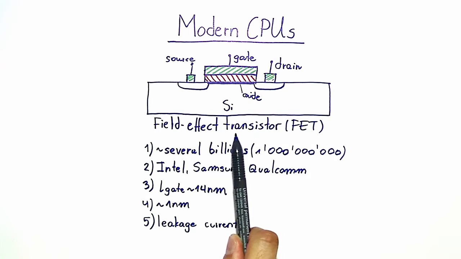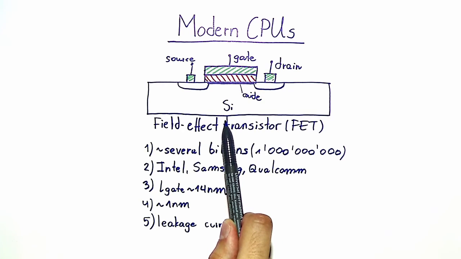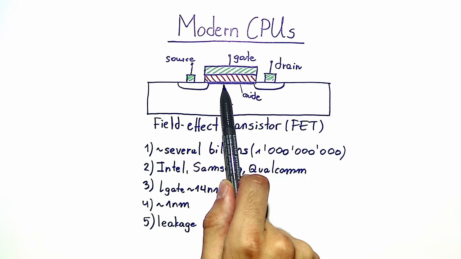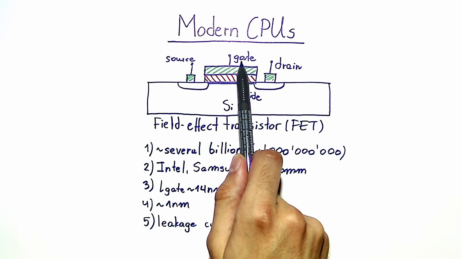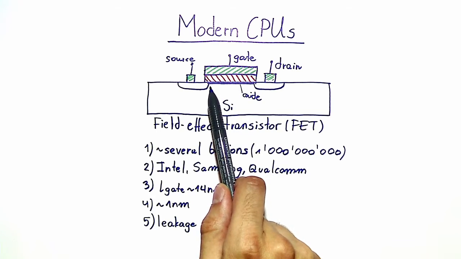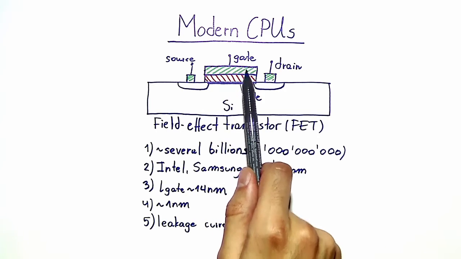Therefore, the field effect transistor can act as a switch where the current can be decreased to almost zero by the application of a suitable gate voltage or increased to some finite value, again by applying a suitable gate voltage.